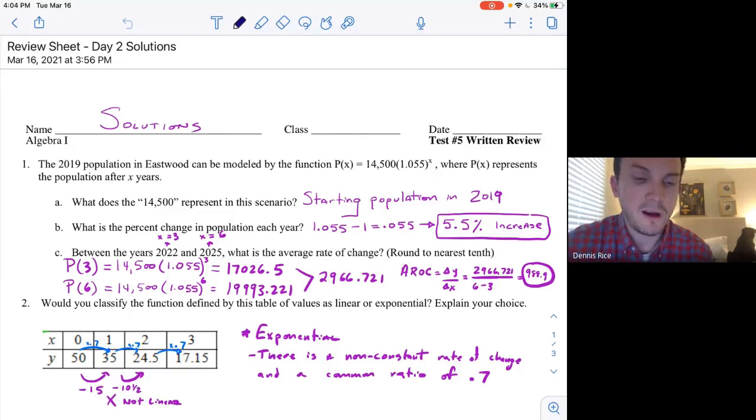Now you need those Y values. Average rate of change, remember, is just like slope. So see why I wrote AROC equals delta Y over delta X. I needed those outputs to figure out what the change in Y was. This is an increasing function, so the AROC should be positive using that kind of common sense logic. We know the change in X was just 3 years. So expressing that ratio, and it says nearest tenth, would be 998.9.